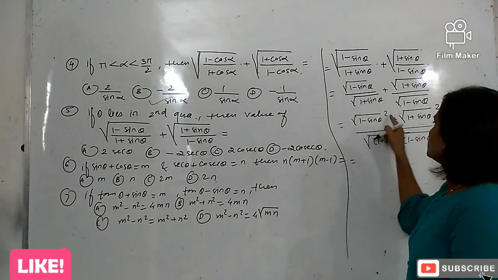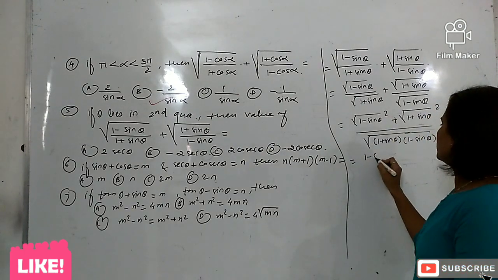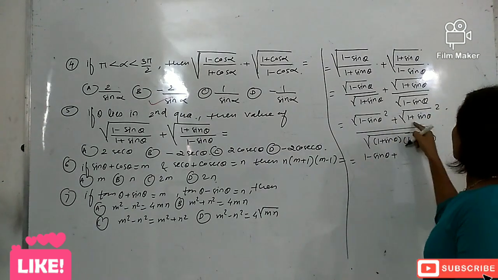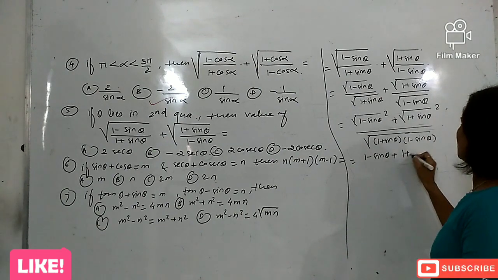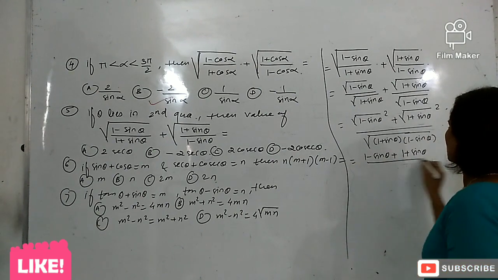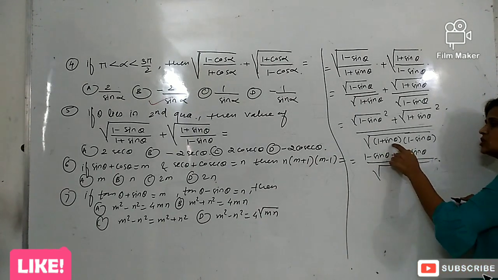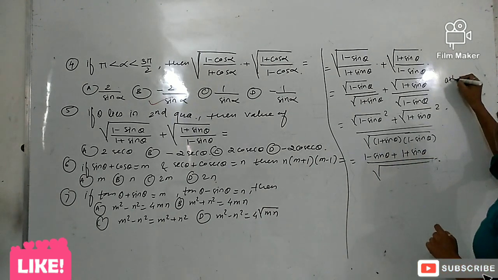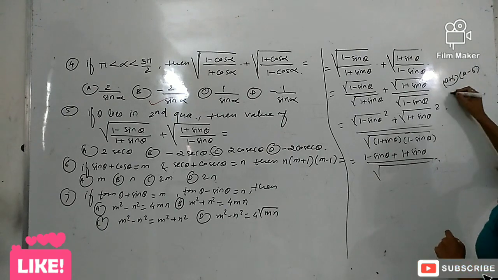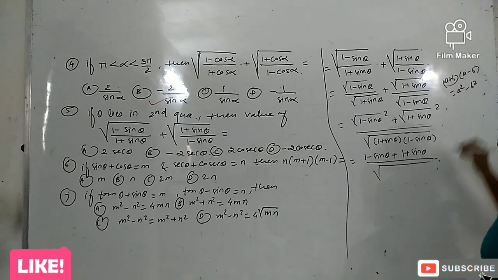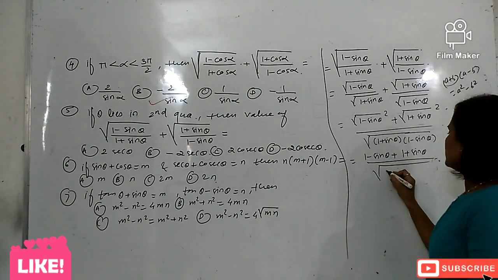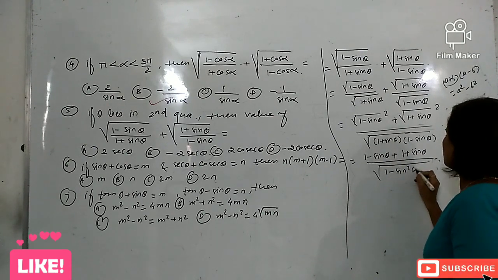Complete calculation. So this square and root get cancelled. So here is 1 minus sine theta plus, square and root get cancelled, 1 plus sine theta. Now this term is in the form of (a plus b) into (a minus b), so its product is a square minus b square. So this product is 1 square minus sine square.